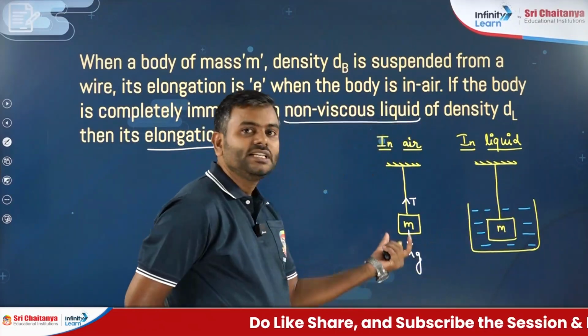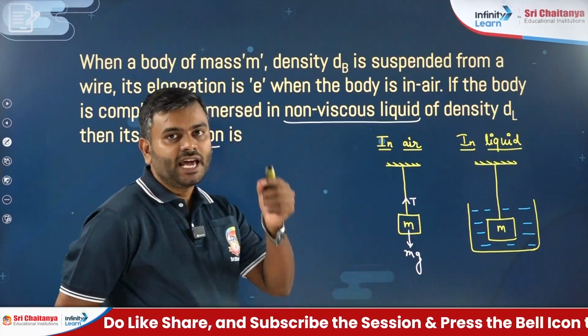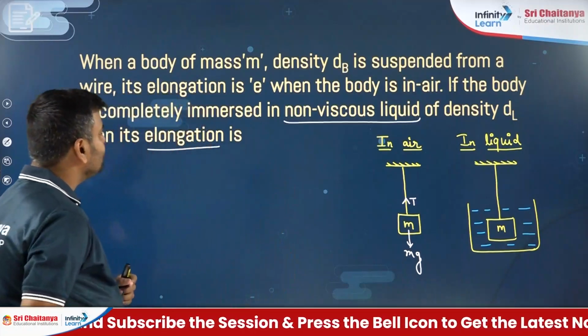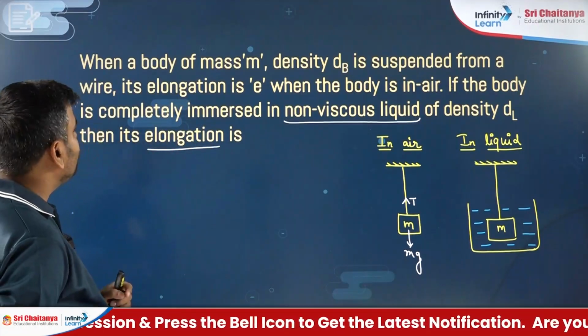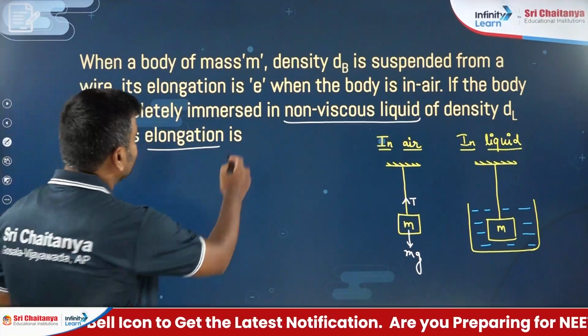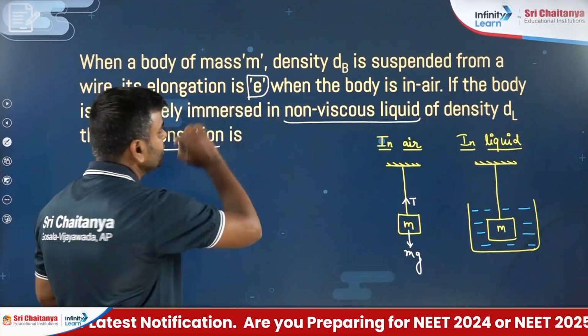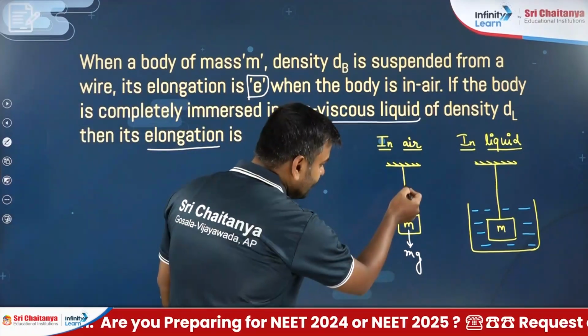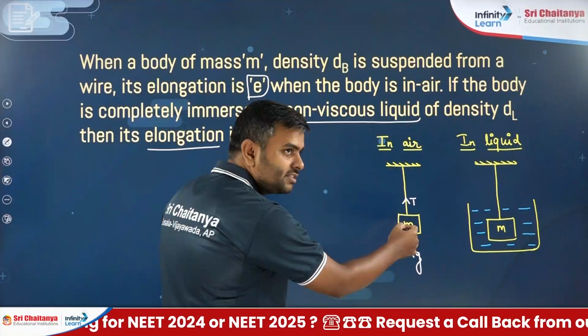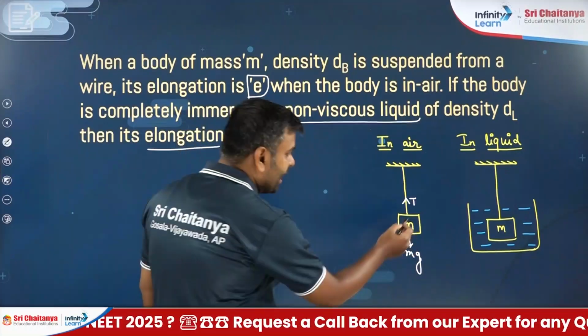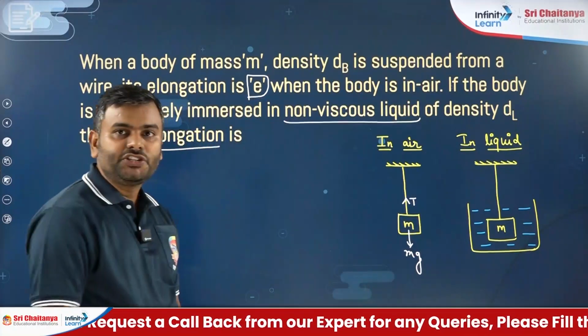They have given us the elongation when it is hanged in air. What is the elongation they have given in air? The elongation is given as E. So we know that here the weight of this block will be balanced by this tension.